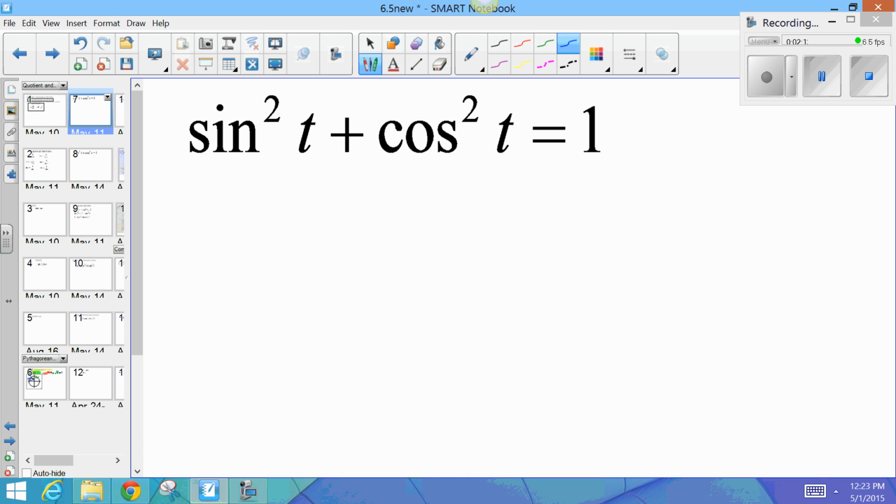There it is again. Okay. Remember that addition is commutative, so you can write them in any order. So I just switched sine and cosine.